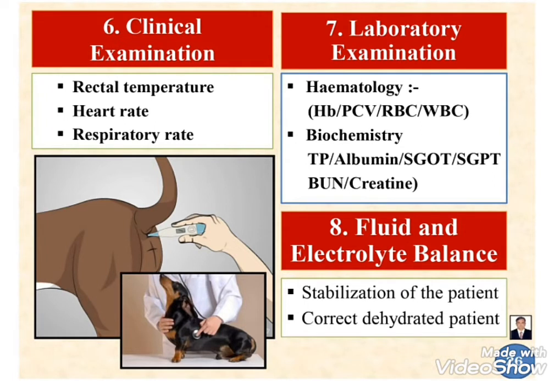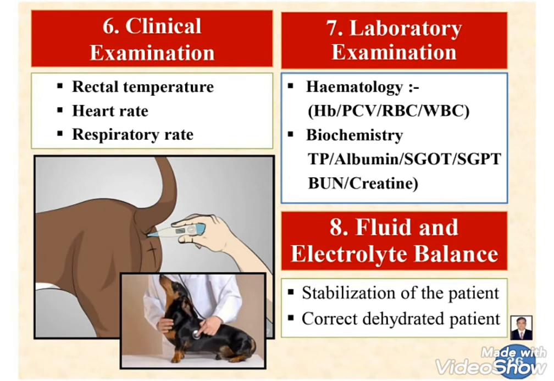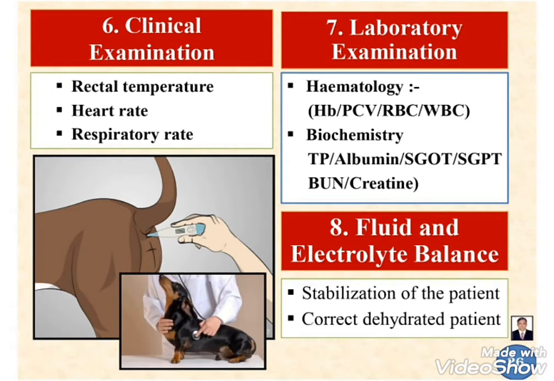Now the last point is the fluid and electrolyte balance. On the basis of clinical and laboratory tests, determine the dehydration status of the animal and correct the dehydration of the patient using isotonic saline solution. First stabilize the patient, and after complete stabilization and correction of dehydration, then you give the administration of the anti-anesthetic drug. So before the administration of the anti-anesthetic drug, stabilization must be considered in pre-anesthetic evaluations.